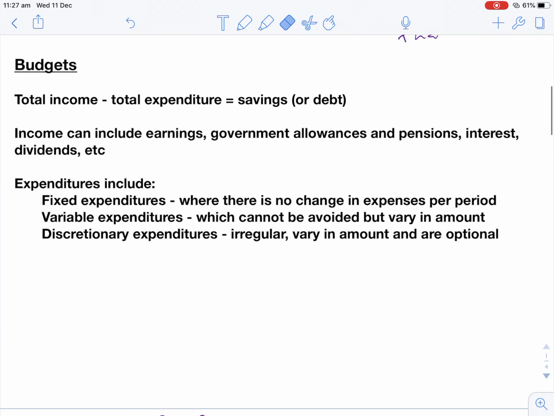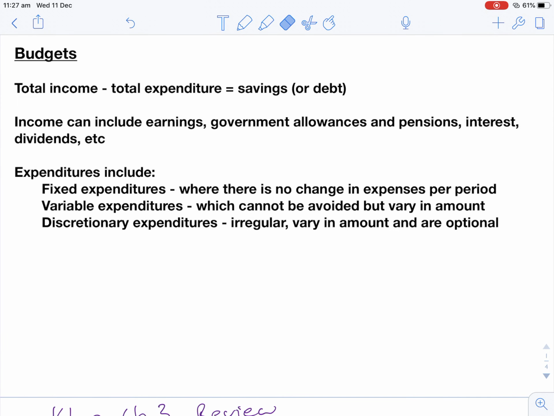Budgets are the other part of this topic. Budgets are fairly self-explanatory. You're trying to work out whether you can save some money or whether you're going to wind up going into debt, whether you basically can afford the lifestyle that you have. So budgets have two components, income and expenditure, but they're broken down into smaller bits as well.